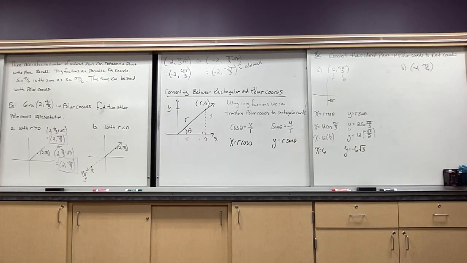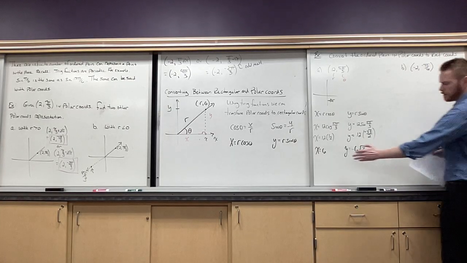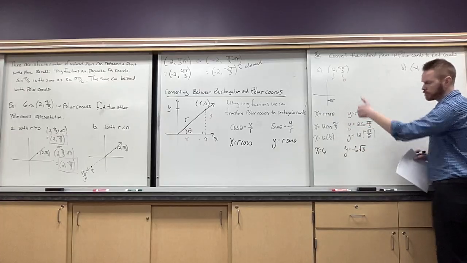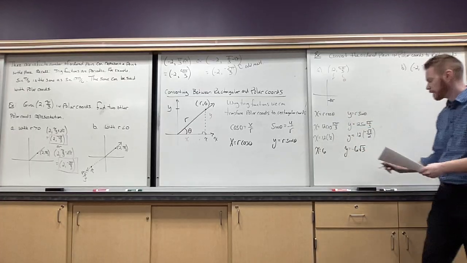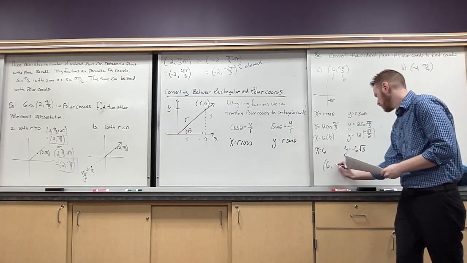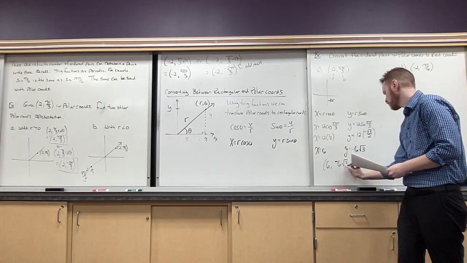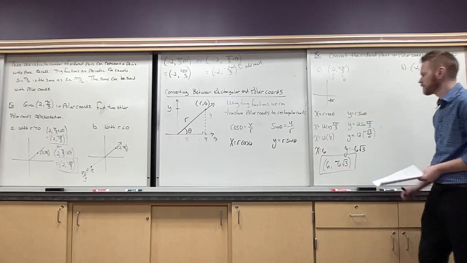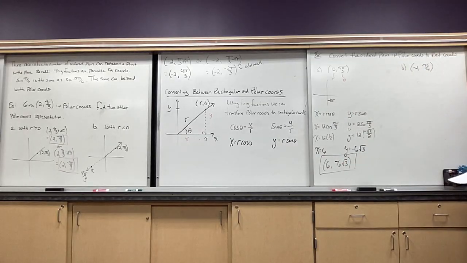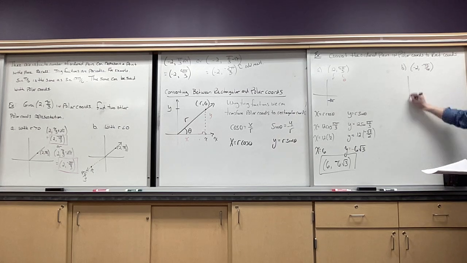So let's check our work. Is x positive, y negative in that quadrant? Yep, so we must be doing something right here. So my final solution is just 6 comma negative 6 square root of 3. So that's where that point is, which is also the equivalent of 12, 5 pi over 3. Both of those will get you to the same location. Let's repeat it over here.